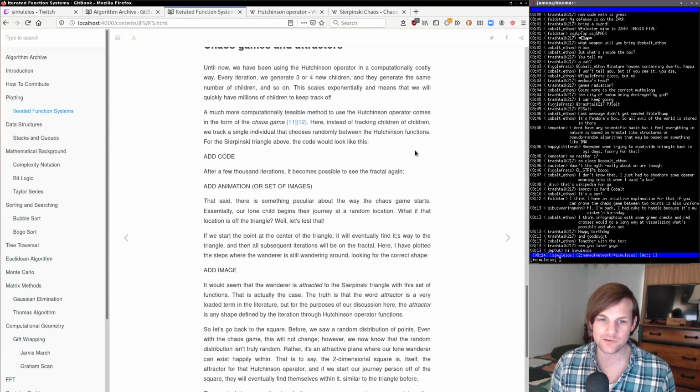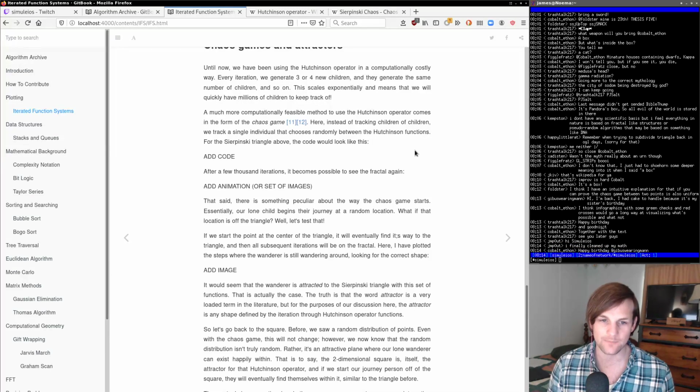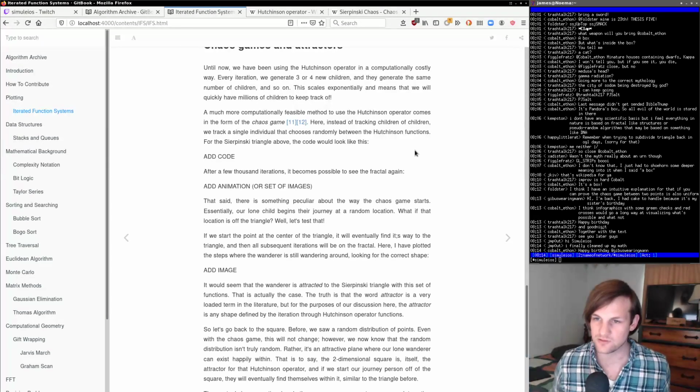Here I've plotted the steps where the wanderer is still wandering around looking for the correct shape. So basically what I want to show is all these points kind of moving towards the Sierpinski triangle.